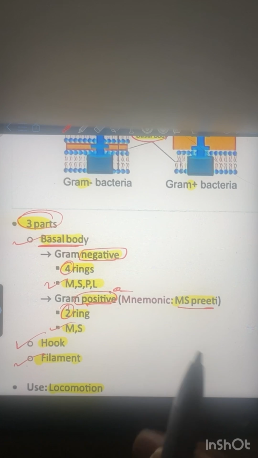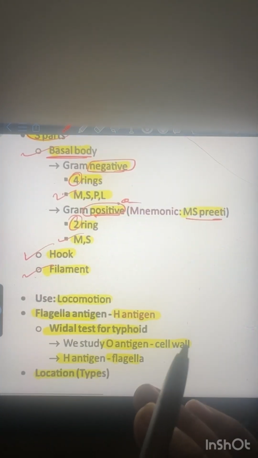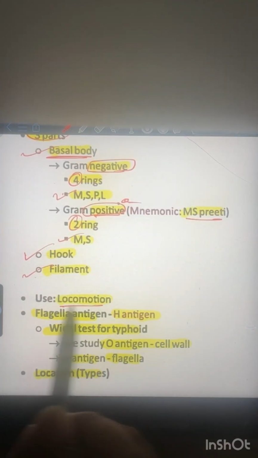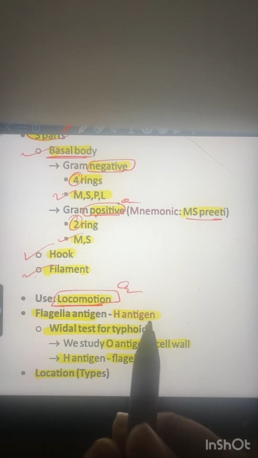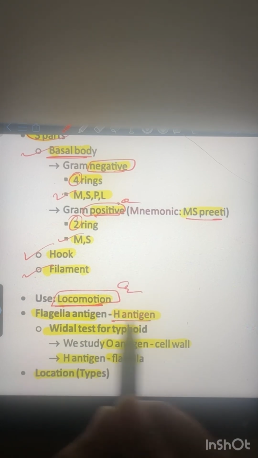Okay, this was about flagella. What is flagella going to help in? Number 1, it is going to help in locomotion. Anything else? Does flagella also carry an antigen? Yes, flagella is antigenic. What is the name of the antigen? The name of the antigen is H antigen, which makes me want you to answer a question.